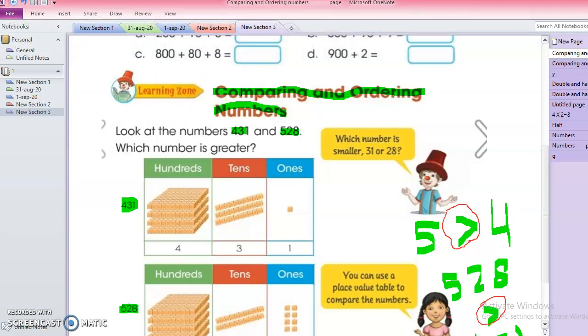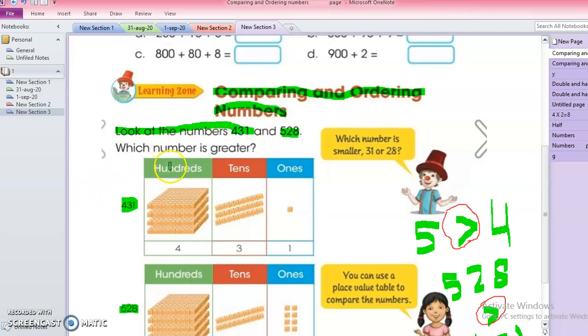Comparing means we are going to have more than one number here, and we have to compare them: which is greater and which is smaller. So look at the numbers here. This is saying look at the numbers 431 and 528. These are the two numbers.